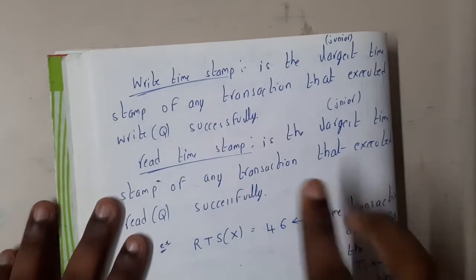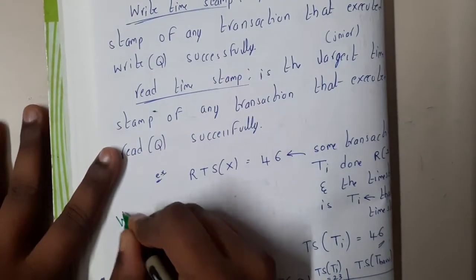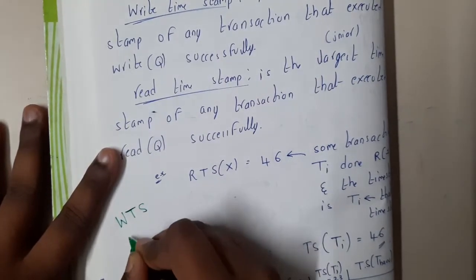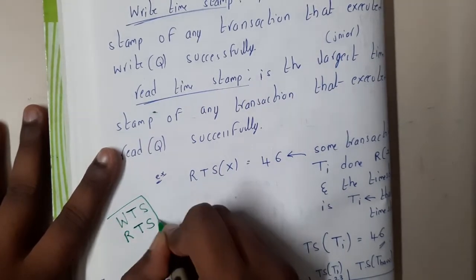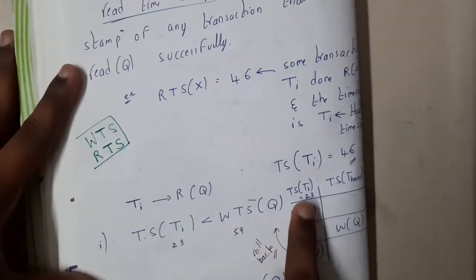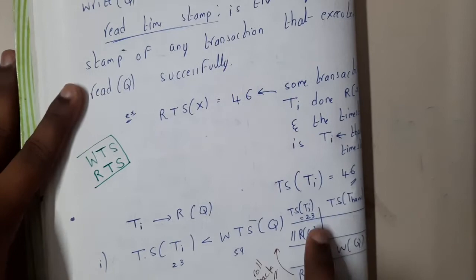When it comes to timestamping, here we are going to use two variables, guys. The first variable is the write timestamp. The second variable is the read timestamp. So whenever a particular transaction wants to write or read something, assume that Ti.